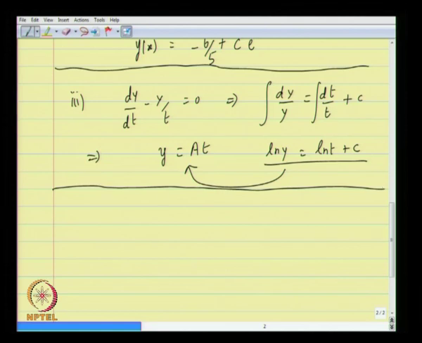Let us look at a slightly more involved set of problems involving the other methods. Let us look at the other set, being dy by dx is equal to x square plus y square by xy. Solve for y.